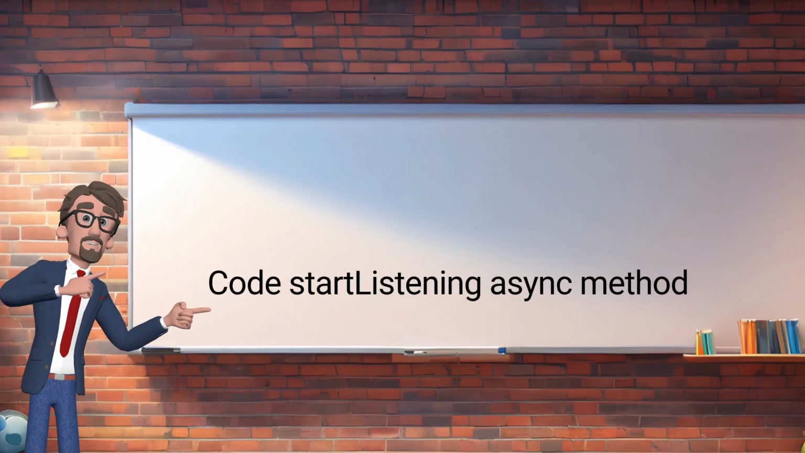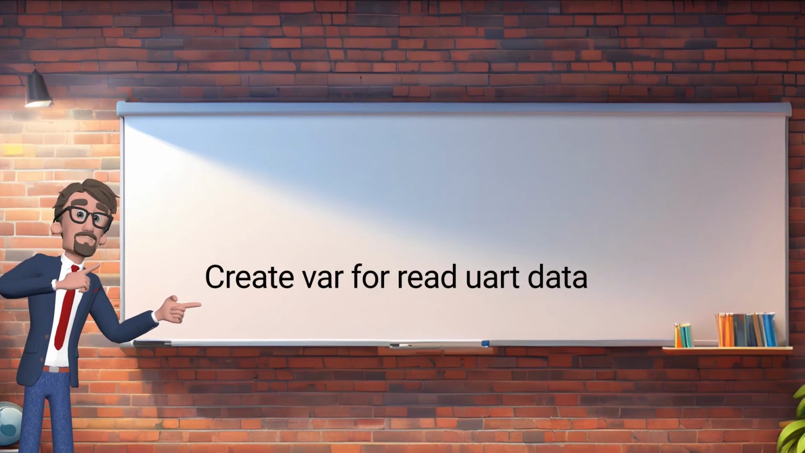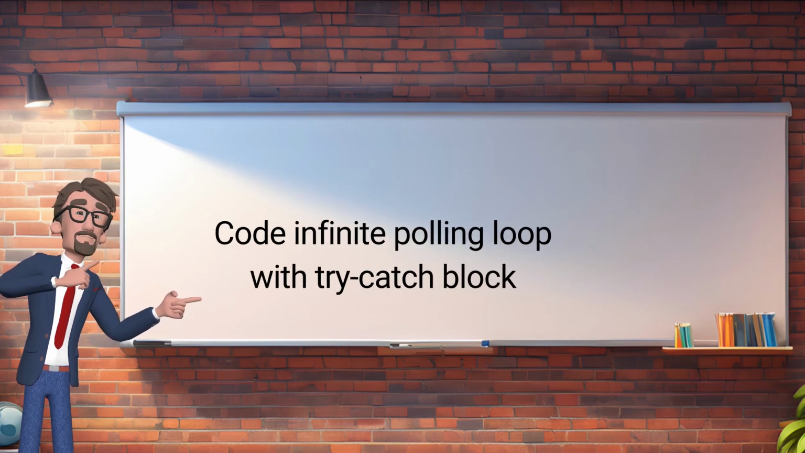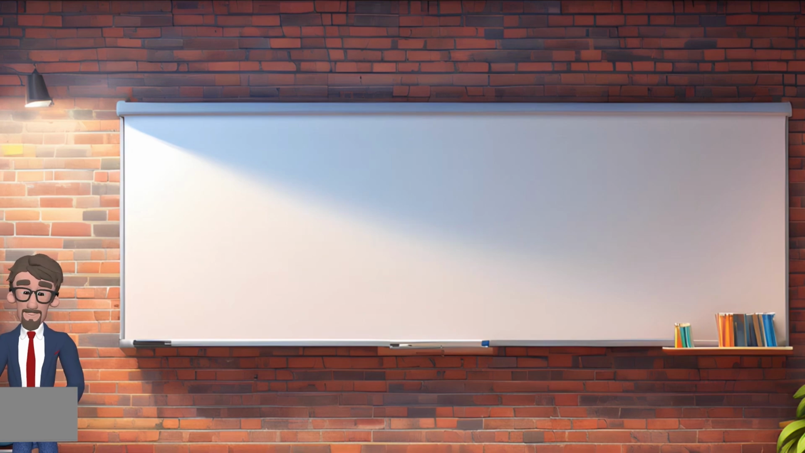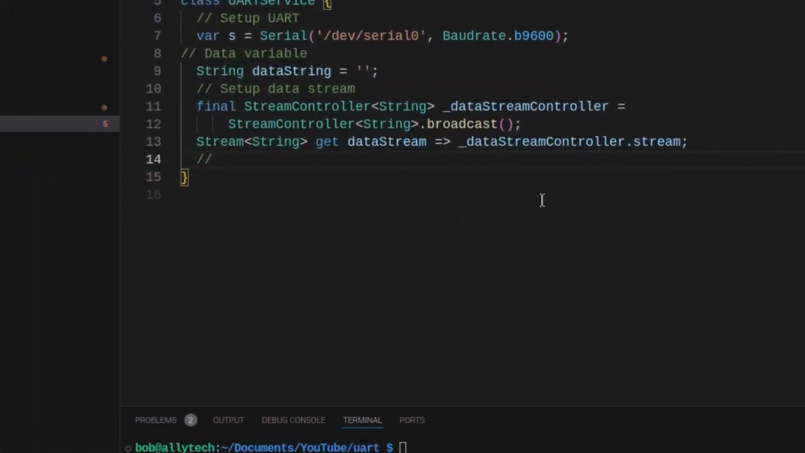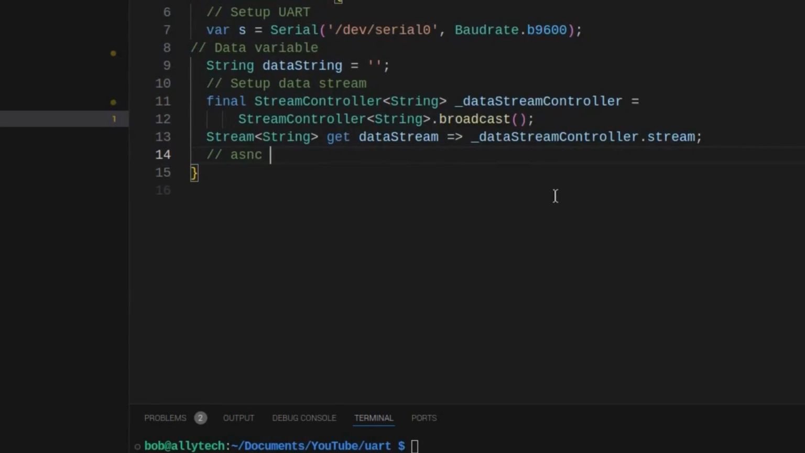To code the startListening method, we will develop the code for our variables, create an infinite while loop with exception handling, stream received UART data, and code the while loop await future polling loop delay. Let's start coding. We'll get started by creating a comment. This is an async method indicating it will perform asynchronous operations. Since this method does not return anything, we use void. We use the keyword async to make the method work asynchronously.